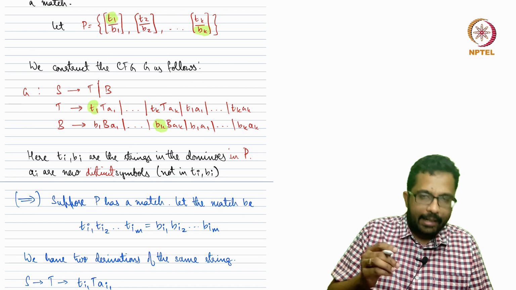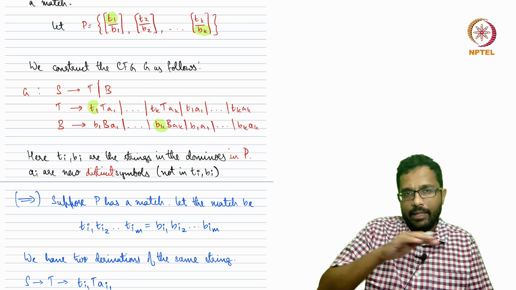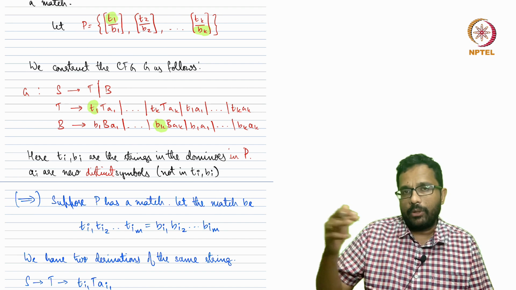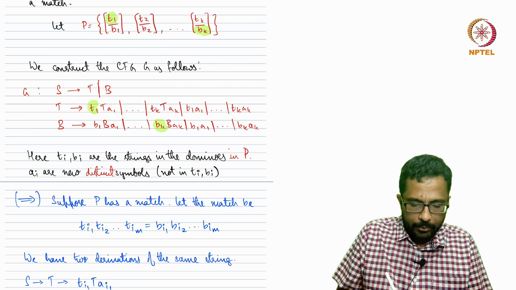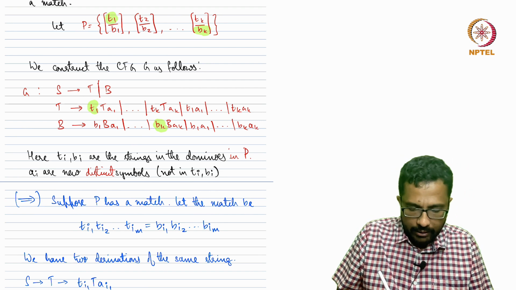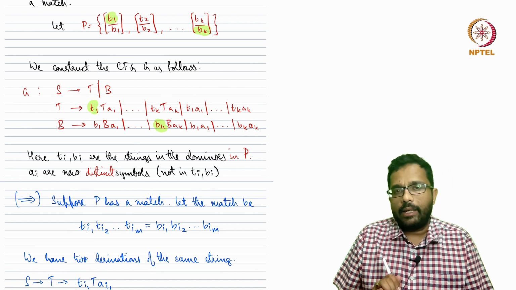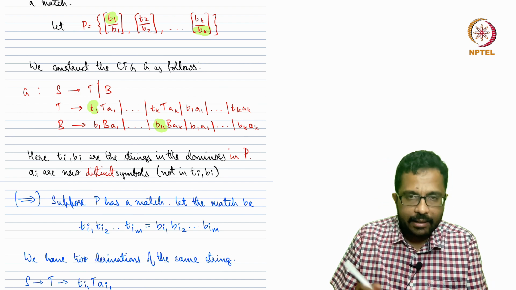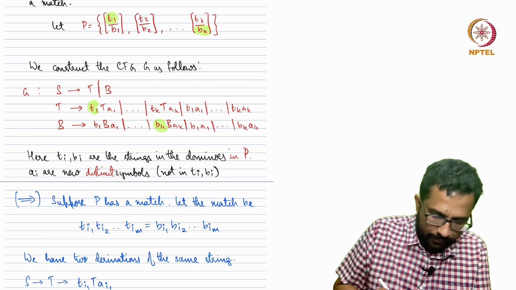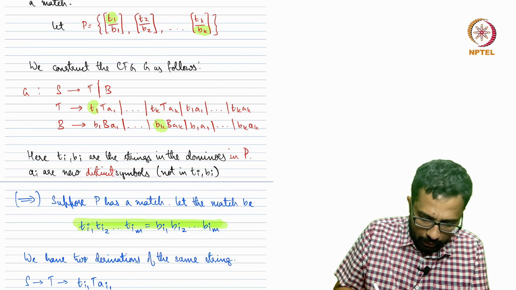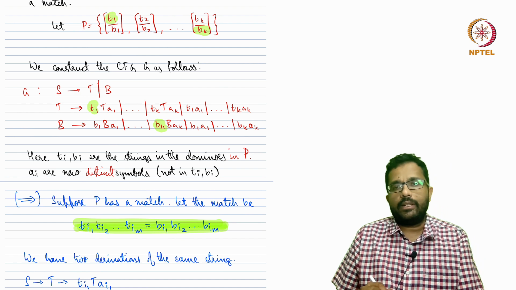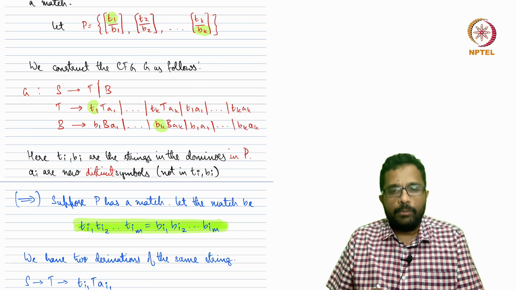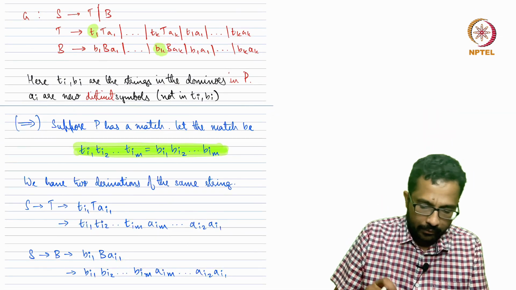So when you line up these I1th domino, I2th domino, and so on, the top string will be Ti1, Ti2 up to Tim, and the bottom string will be Bi1, Bi2 up to Bim, right? Since they are a match, the top string must equal the bottom string, right? Ti1, Ti2 up to Tim should be equal to Bi1, Bi2 up to Bim.